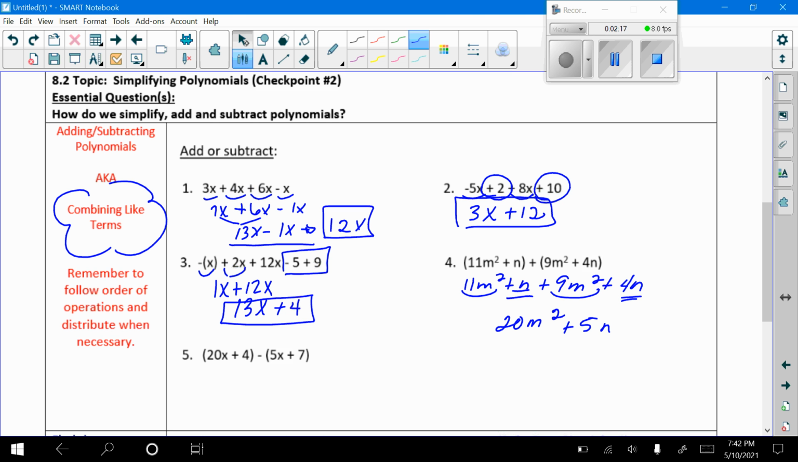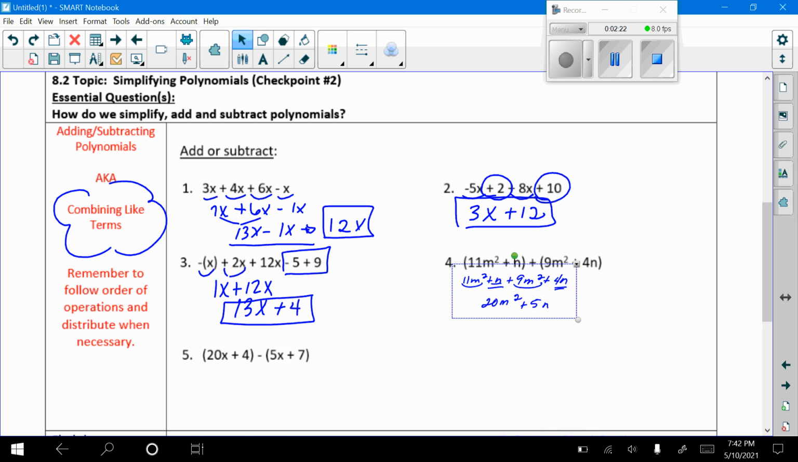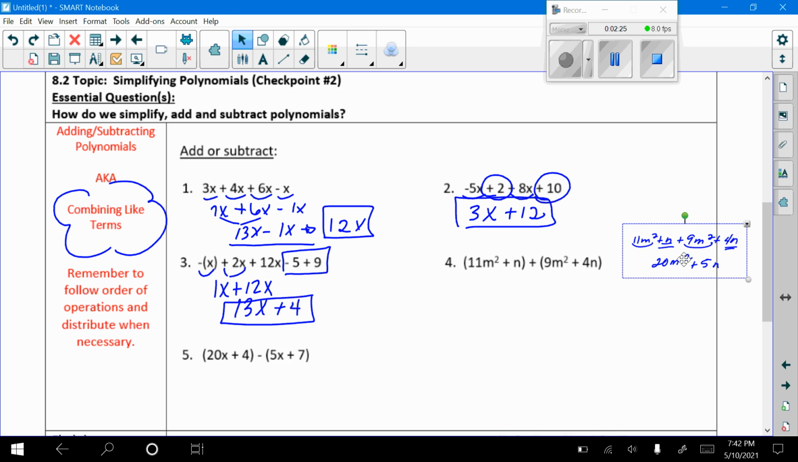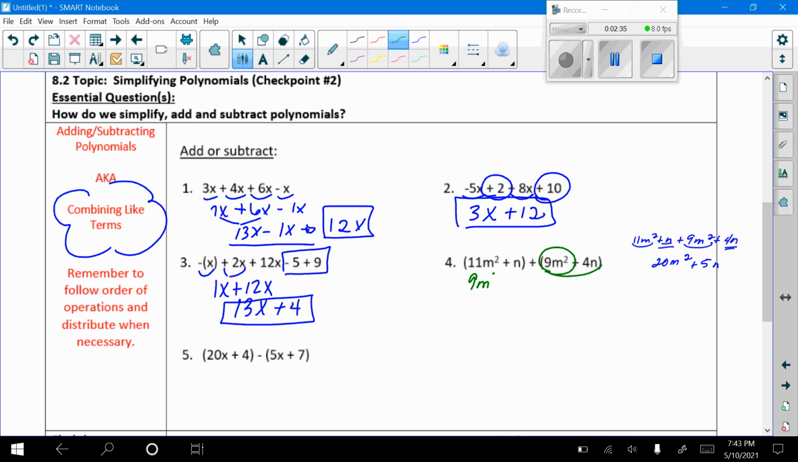The other option, let me take this real quick. So skinny that down, put that over here to the side. The other option is that I can say I'm going to add this whole quantity and I can just line it up. So this goes right underneath, 9m squared, and then plus 4n. Now they're lined up, and I end up with 20m squared plus 5n. So you can either do it horizontally, which is like the blue, or you can do it vertically, lining it up.